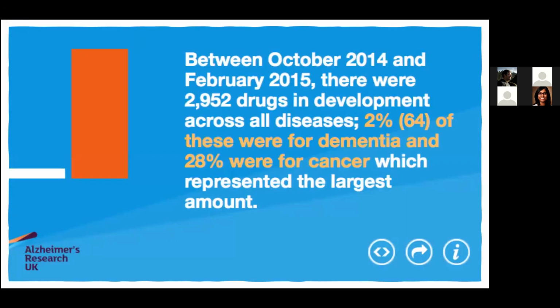Just as a vignette, this is from the UK Alzheimer's Research Group. Roughly in a year, you have about 3,000 drugs that are developed based on precision medicine approaches. And only 2% were for dementia. None of them succeeded, but look at the contrast between dementia and cancer. And we see that with cancer, it has been relatively easy.